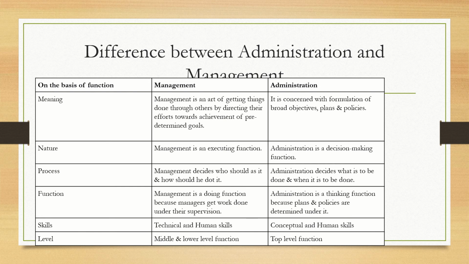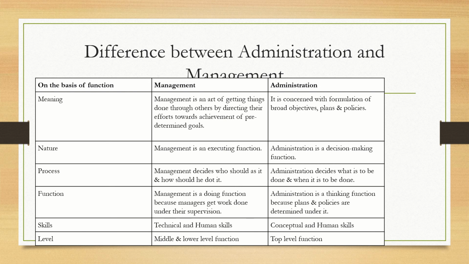When it comes to nature, management is an executing function. When it comes to administration, the nature is that it is a decision-making function. How is the process of management? Management decides who should do it and how it should be done. But when it comes to administration, it decides what is to be done and when it has to be done.